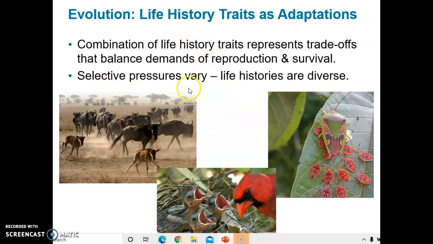Selective pressures vary, meaning those selective pressures in nature favor few offspring with extensive parental care, or many offspring with minimal parental care, or somewhere in the middle. Life histories are very diverse, and these are, in a way, generalizations. But in reality, there's a gradation between these reproductive and survival strategies that allows the different organisms to survive.